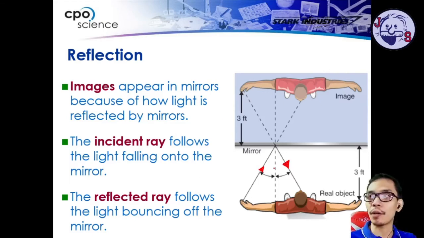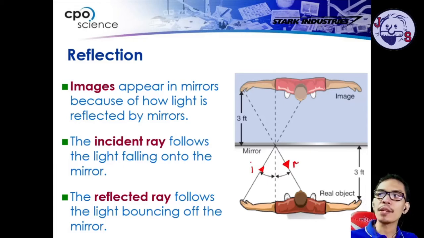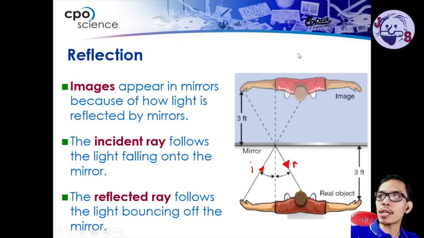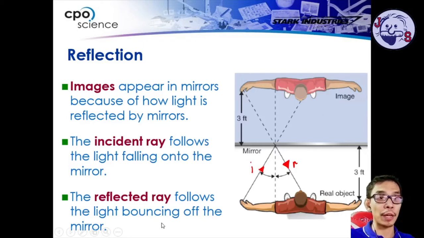Alright, so that is the reflected. So this is again the incident ray, and this is the reflected ray. These two rays that you have right here are very essential in reflecting the light rays itself. Because of these two rays, there is an image formed that we have right here. Without one of these rays, there will be no reflection. That will not be possible.